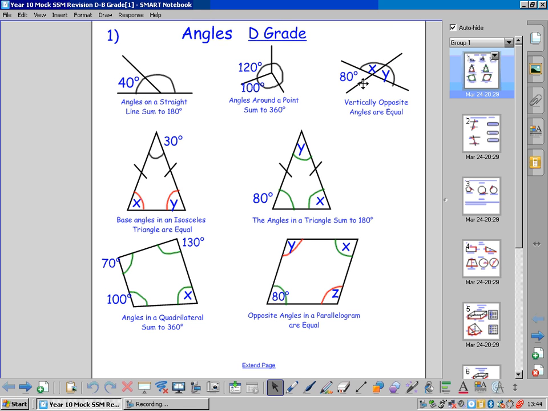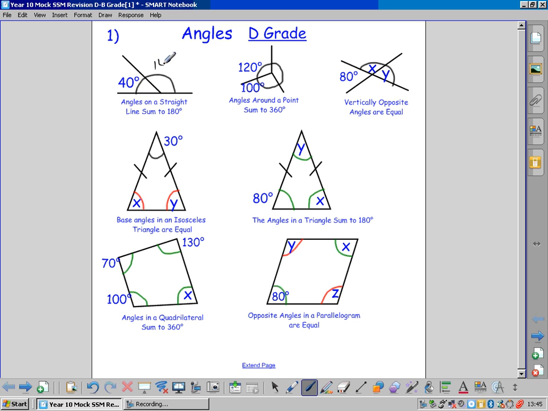In the higher tier, these sort of angle questions, simple ones like these, won't necessarily come up. You'll need to use the principles to solve more complicated angle questions. So we'll start here. You need to know the reasons word for word. Angles on a straight line sum to 180, which means this one here must be 140 degrees. You would show your working.